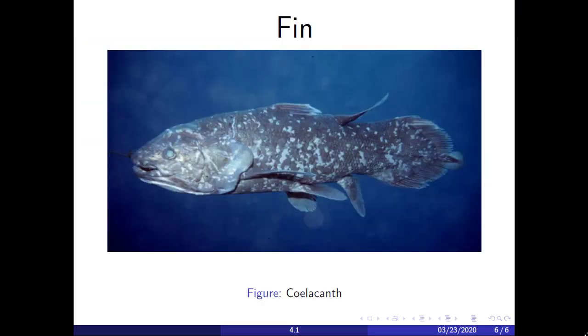For now, here is a fish, the ancient coelacanth, a living fossil.